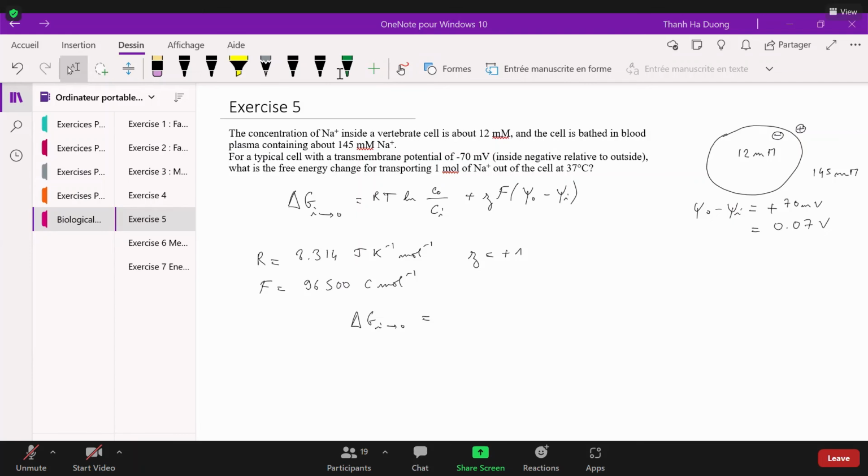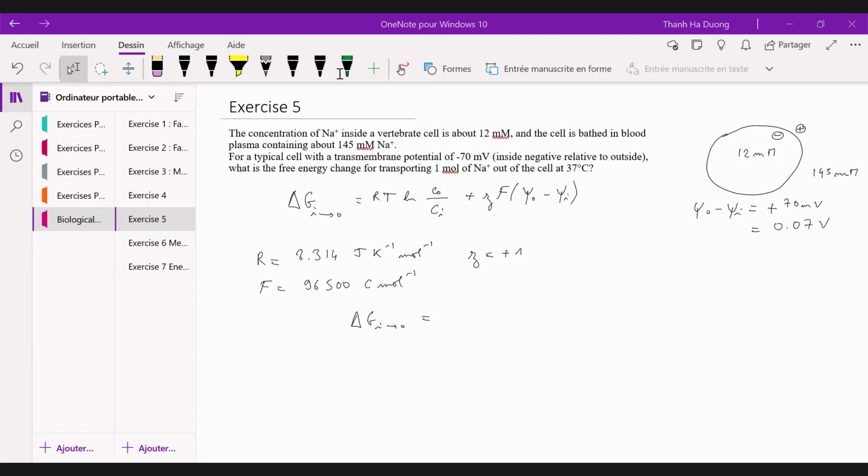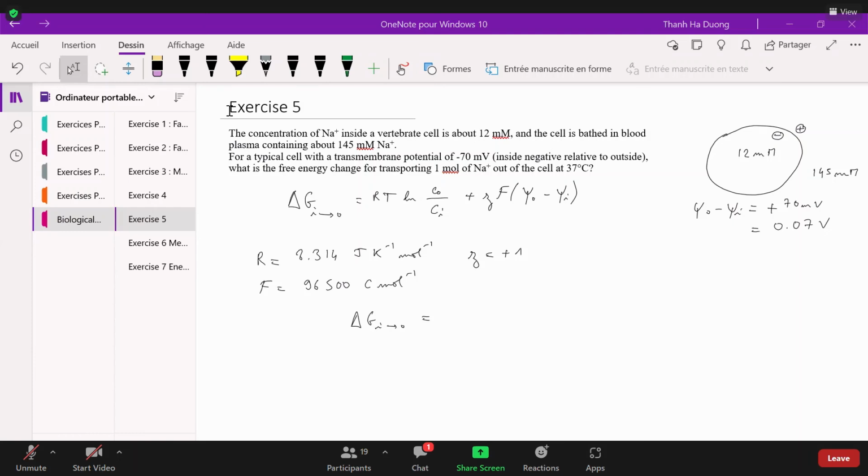It's not what I found. Do you have another result? So it's logarithm. It's not log, okay? It's logarithm Nepérien, ln.